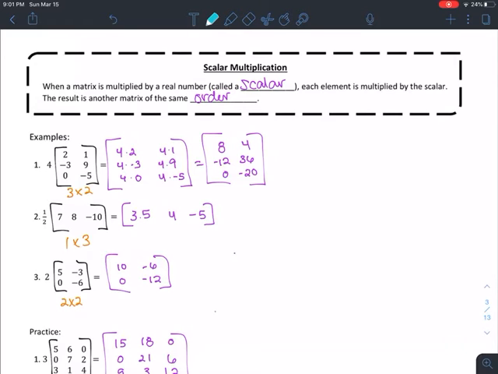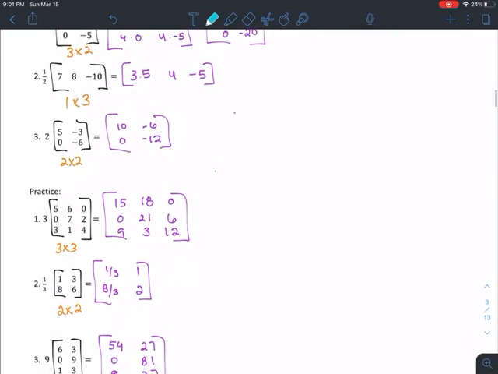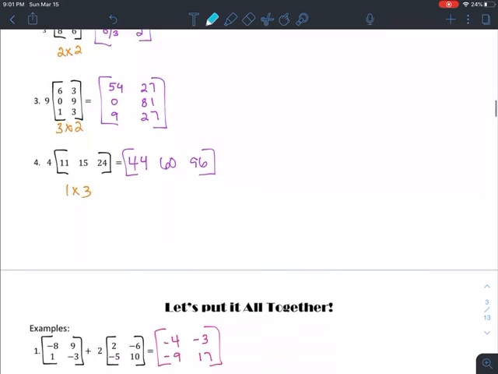We then moved on to talking about scalar multiplication. So this is just when a matrix is multiplied by any number. We call that a scalar. And it results in another matrix that's the same order. So we did some examples of that, and then you guys practiced that on your own.